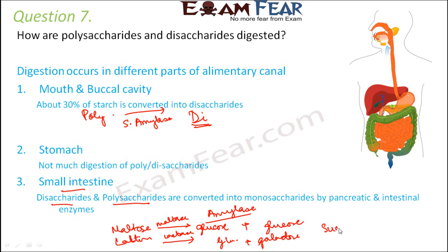Again, sucrose gets converted into glucose and fructose. So this happens in the presence of sucrase. These enzymes, maltase, lactase and sucrase, are all intestinal enzymes. So this is how the process of digestion takes place in the body.